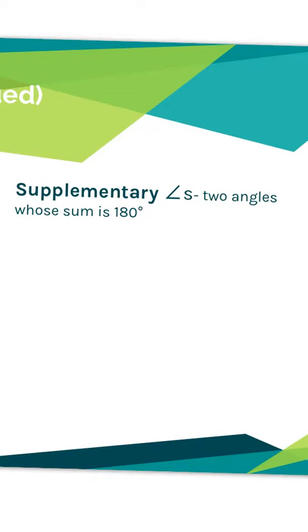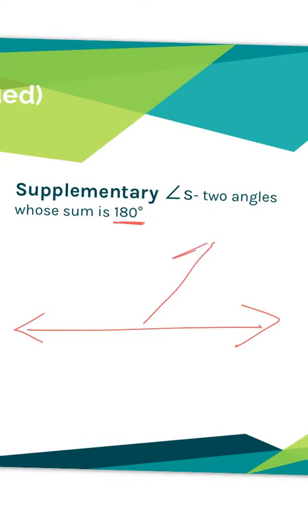Supplementary angles are two angles whose sum is 180 degrees. So that magic number 180 degrees means that it is a straight angle, and these two angles are going to make that straight angle. So you could have 120 degrees and 60 degrees because they add up to 180 degrees. I like to think of it, C comes before S in the alphabet, so complementary adds up to 90 and supplementary adds up to 180.